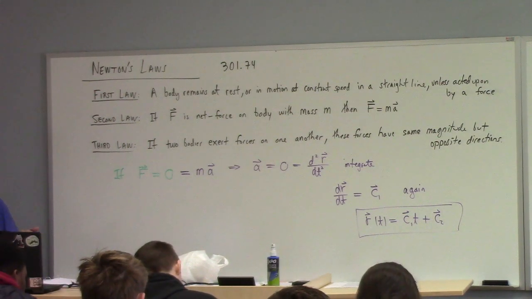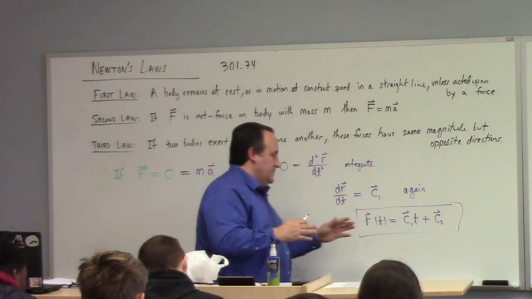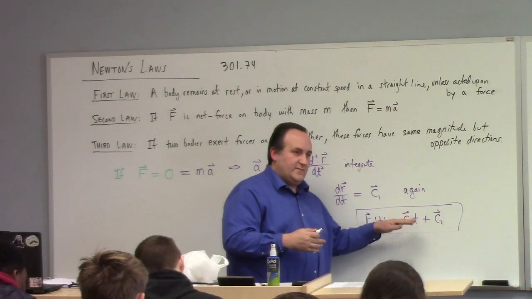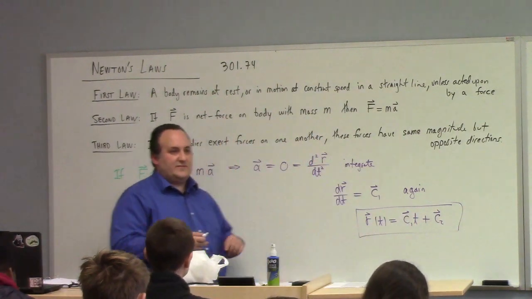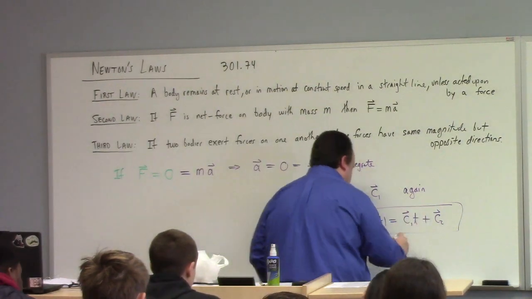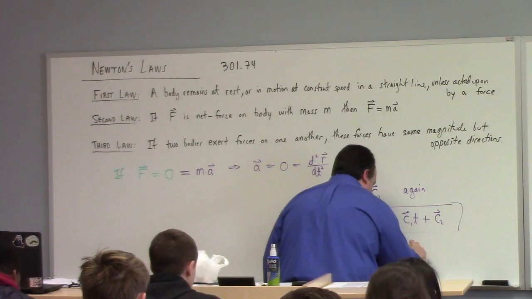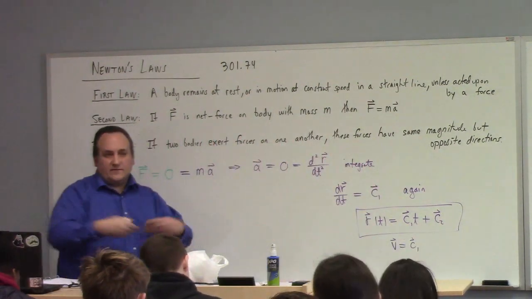What does it mean, though? So we learn in calculus that this is the parameterization of a line in three dimensions. What's the velocity of the line? It's right here, right? The velocity is equal to this constant vector, whatever that is. It's constant velocity in the direction of a line.